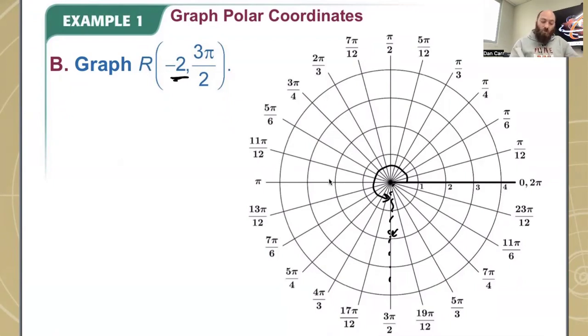But with a -2, we're actually going to go in the opposite direction. So from here, I go 1, 2. This is my point right here. So this is going to be point R. Okay, so we're just plotting it there. Again, we have a positive angle in radians and a negative r, so we go in the opposite direction after we find this spot.